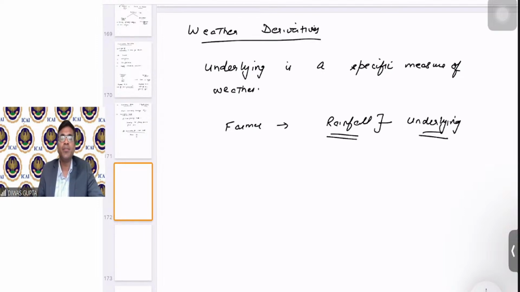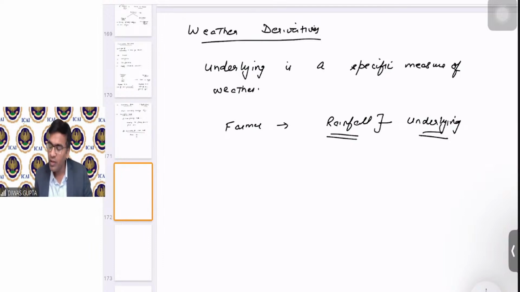We will specify that if rainfall is less than or more than this many centimeters, then there will be certain payoffs either from my end or to the counterparty's end. Or it can be in the form of an options contract where I will pay you a premium, and then you protect me against the adverse movement. If there is a positive movement, whatever premium I have paid to you is sunk. If there is an adverse movement, you pay me the difference. That's how the farmer will say.